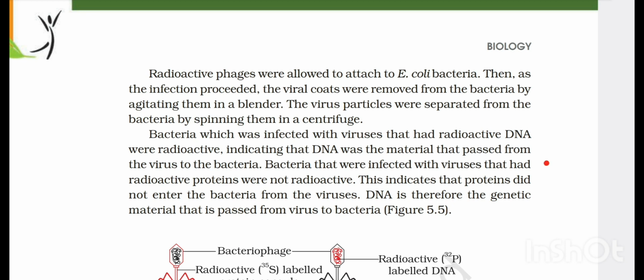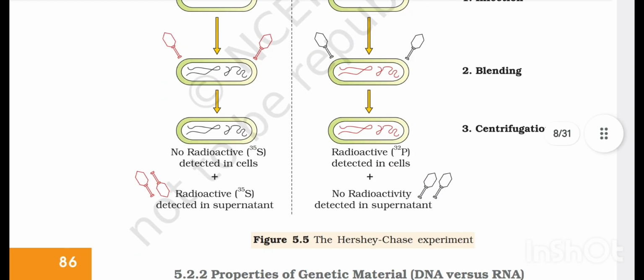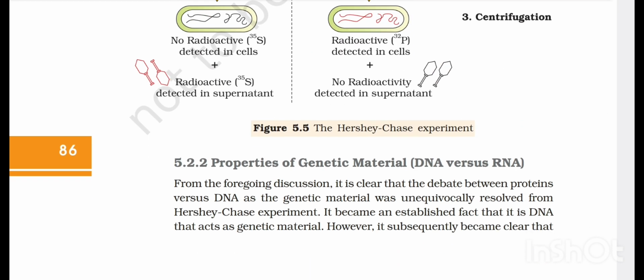Bacteria that were infected with virus that had radioactive protein were not radioactive. This indicates that protein did not enter the bacteria from the virus. DNA is therefore the genetic material that is passed from the virus to the bacteria. So that is their experiment: at first they radio labeled the phosphorus and the sulfur, then infection, blending, centrifugation. At the end of this experiment, they concluded that DNA is the genetic material, and DNA is the material which passes down from virus bacteriophage to the bacteria.